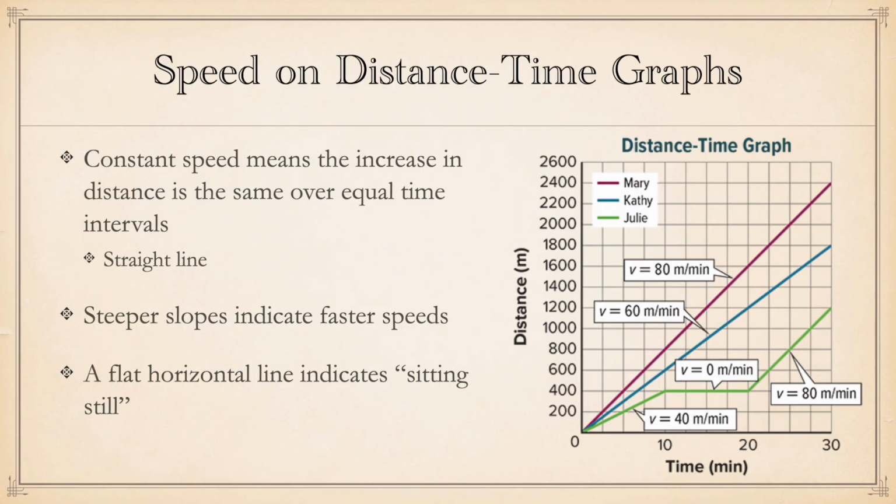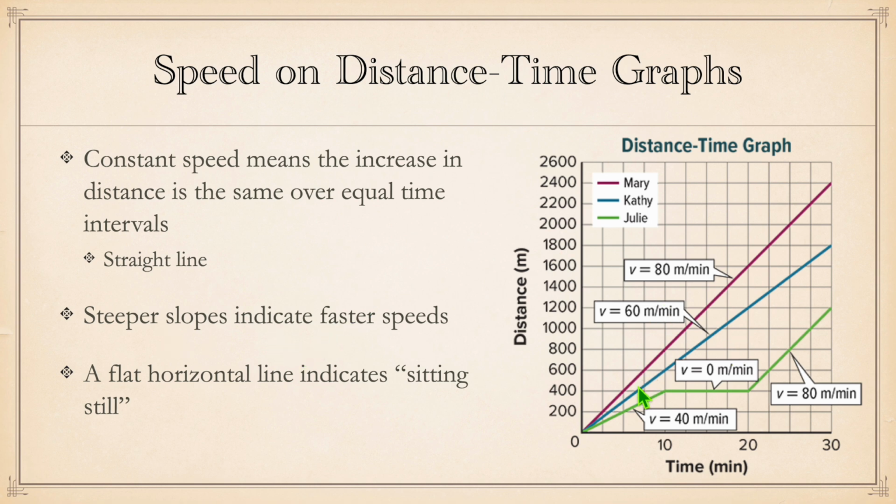Now, speed on distance time graphs. So constant speed means the increase in distance is the same over equal time intervals. In other words, it's a straight line. Okay, so if you have a straight line on a distance time graph, that means you are traveling at a constant speed. So steeper slopes indicate faster speed.